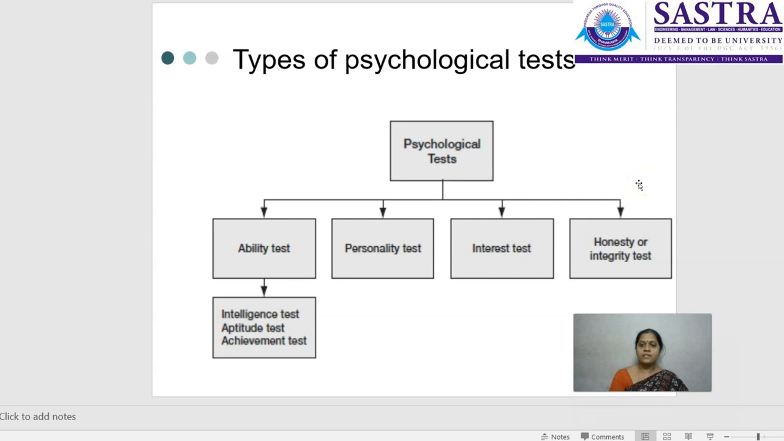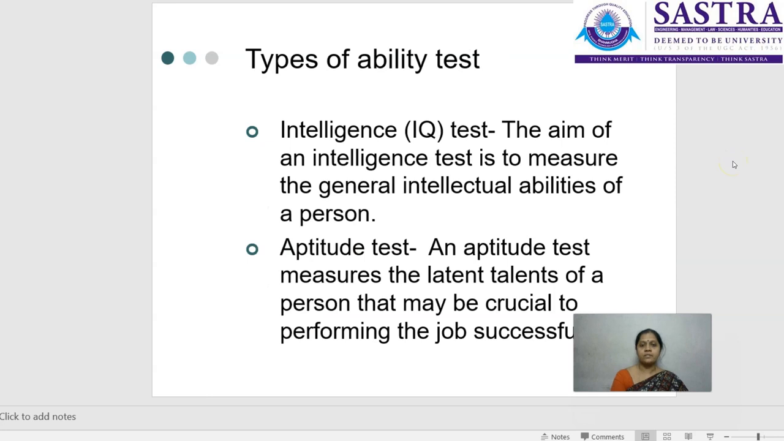Now we'll discuss the different types of tests and the purpose of conducting those tests. Let us start with the different types of ability tests. The first test under ability tests is the intelligence test. This is for measuring the IQ of the individual. The main aim of this intelligence test is to measure the general intellectual abilities of the candidate.